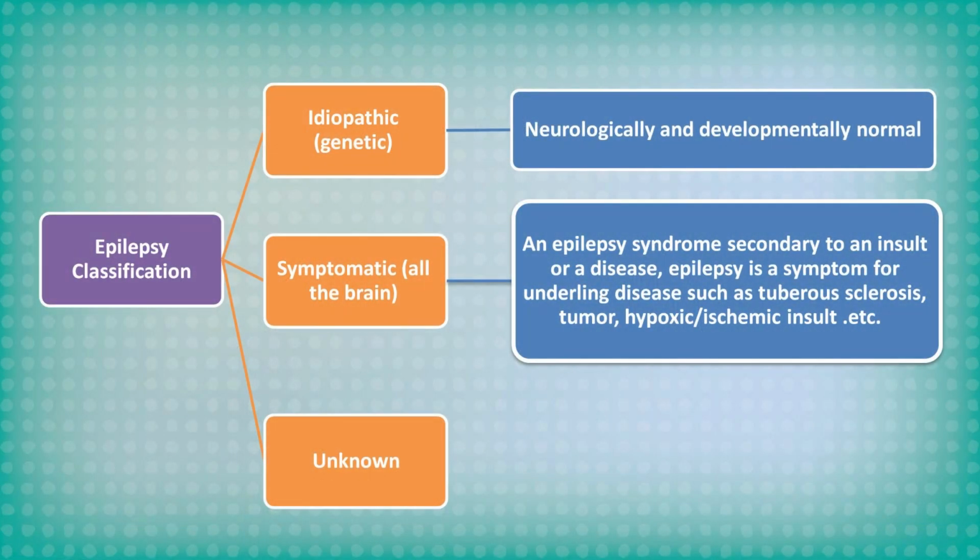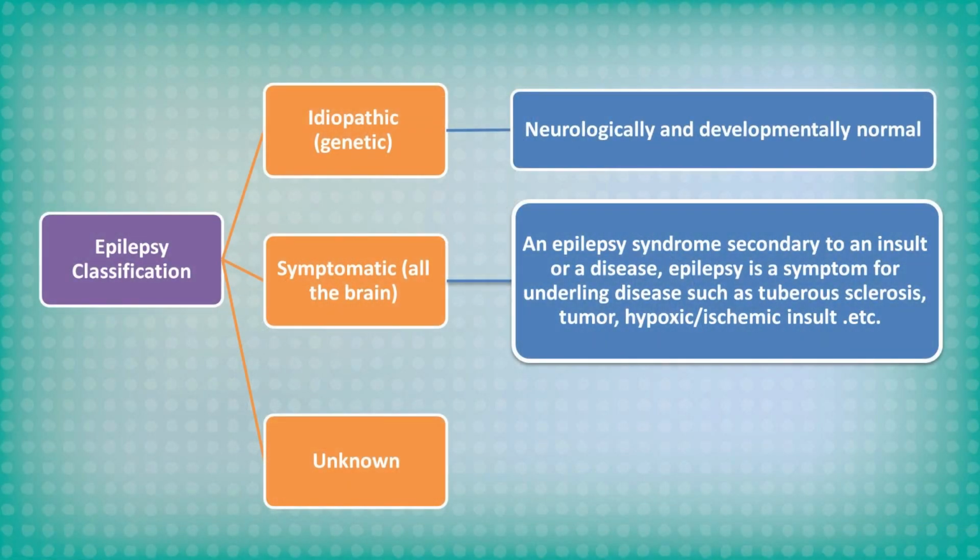The classification of epilepsy syndromes is generally subclassified into three categories. Either idiopathic, and that is typically genetic, so the patient usually is neurologically and developmentally normal. And then there is the type called symptomatic, which means you have an epilepsy syndrome secondary to an insult or a disease. So the epilepsy is a symptom of an underlying problem, such as tuberous sclerosis, a tumor, hypoxic-ischemic insult, and so on. The third category used to be called cryptogenic, and now it is called unknown, where the patient may be neurologically and developmentally abnormal. However, you really do not know the underlying cause. So the patient is not idiopathic because he's not neurologically and developmentally normal, and you cannot identify any underlying pathology. We used to call this cryptogenic epilepsy syndrome, and now it is called unknown.